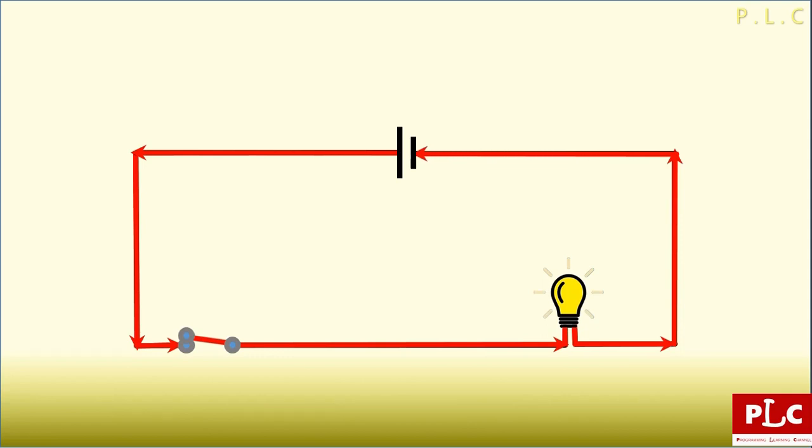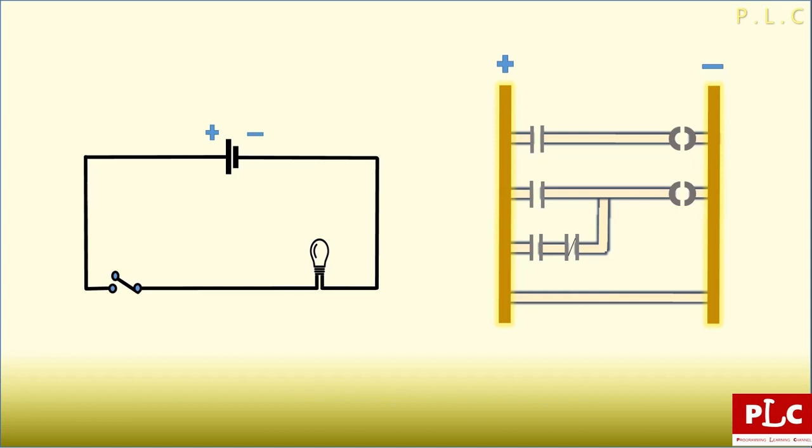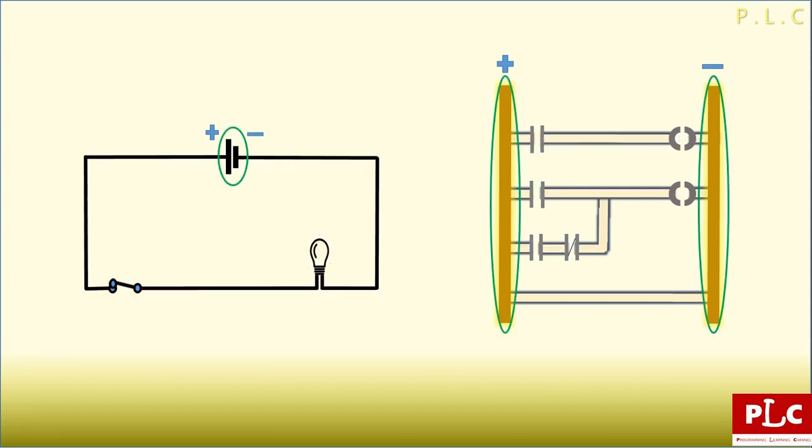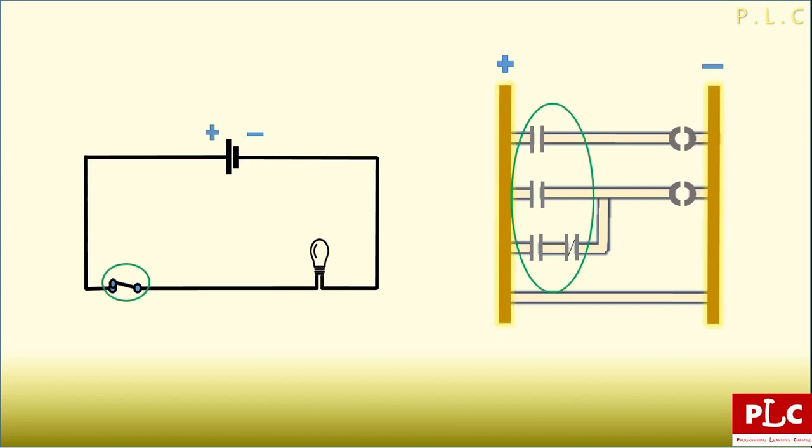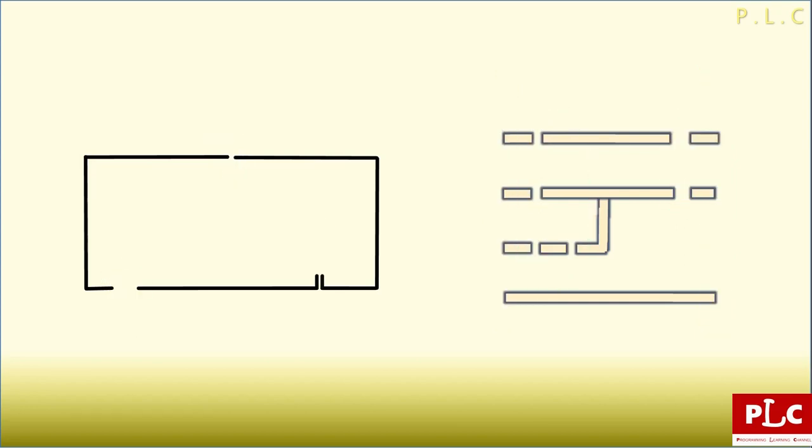Now after seeing how this circuit works, let's place both the circuit and the ladder diagram next to each other. So as you can see, the working process of both ladder diagram and the circuit is the same, and both in their setup have a power source, an input and an output, and a path that connects everything.